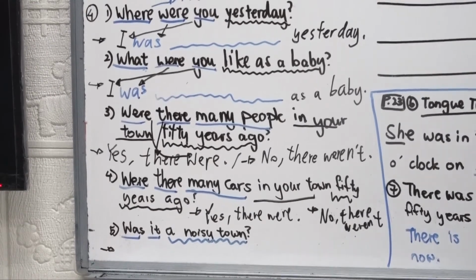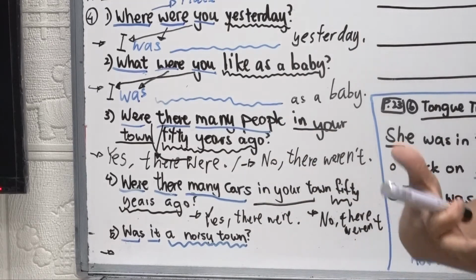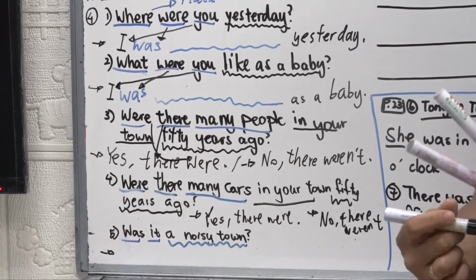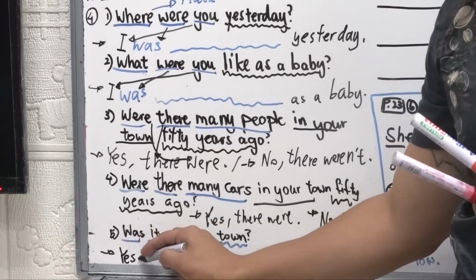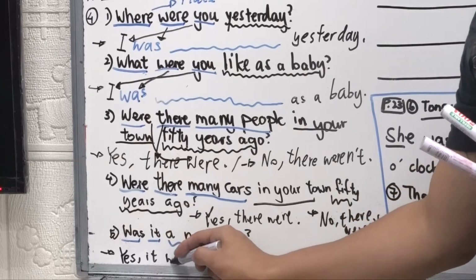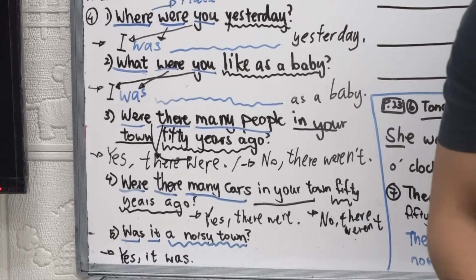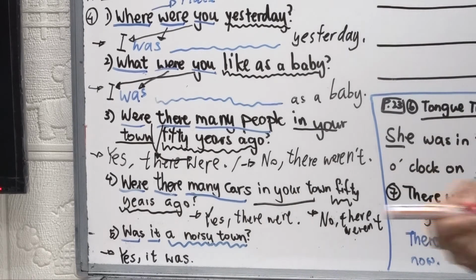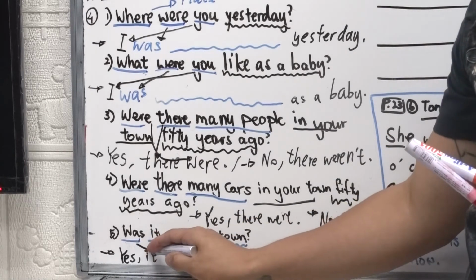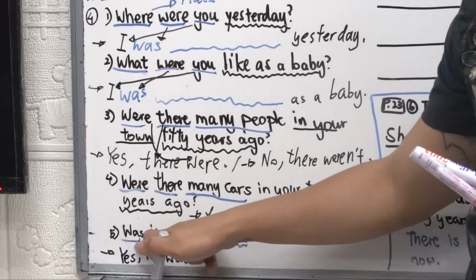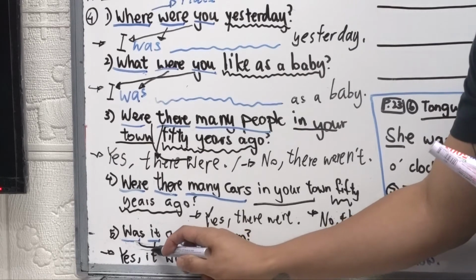Now, if you look closely at "were there" and "was it," both of them are again yes or no questions, right? Yes or no questions. So we will write them with "yes, comma, it was." And then you can continue saying "yes, it was a noisy town," or just "yes, it was," okay? Now, if you look closely, again, we can see the swapping, right? So we have "was" and "it," okay?